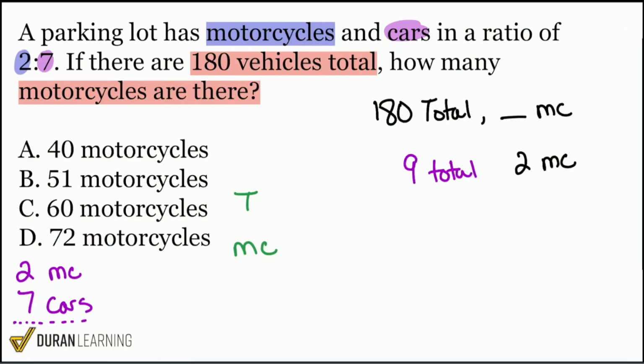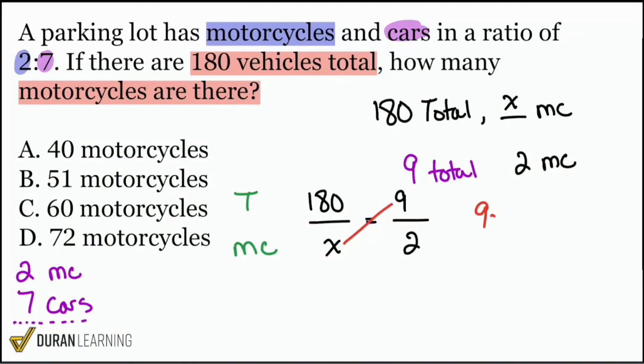And here we go. 180 over X equals total 9 over motorcycles, which is 2. Booyah. All set. And now we're good to go. So I can cross multiply and divide if I want to. We can do other things too, because this is just times 20. And 2 times 20 is 40. But we can cross multiply if we'd like to.